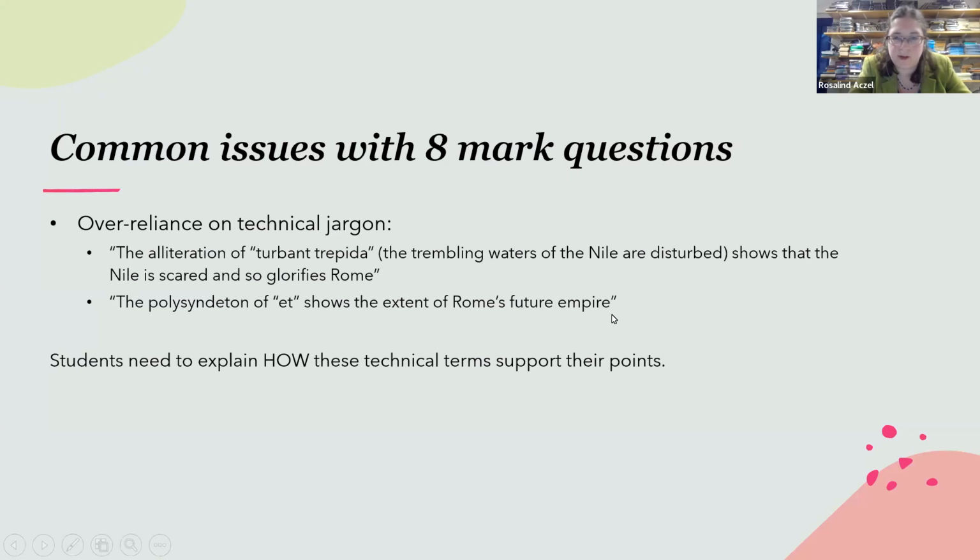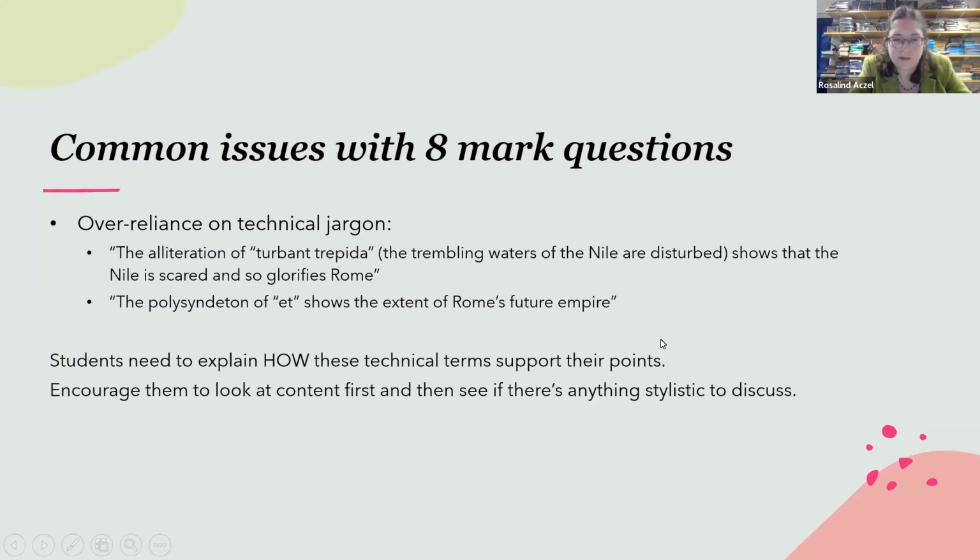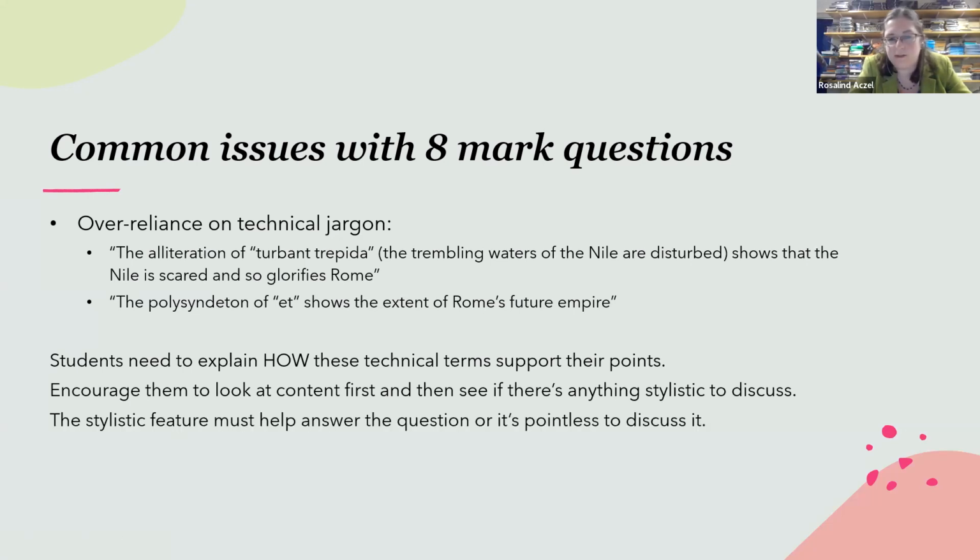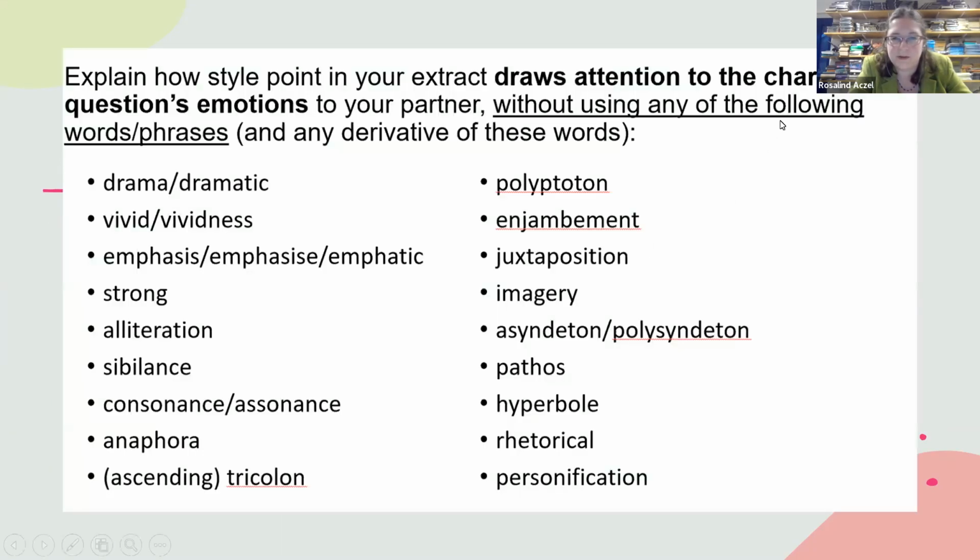I have something really horrible that they can do. That's the same as what you were saying, Rachel: look at content first and then see the style. They must think about whether they're actually answering the question, because if you're just talking about something that isn't relevant, there's no point. And then I get them to explain their points without using certain terms that they really love. So could you answer a question without talking about drama, vivid, emphasis, strong, imagery? Could they actually do it?